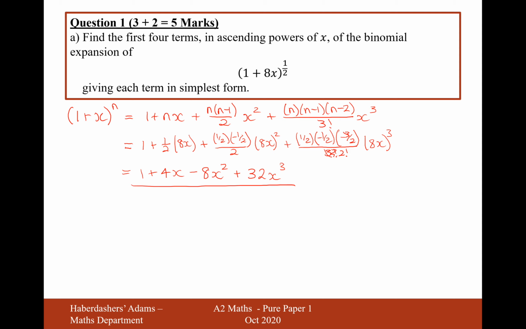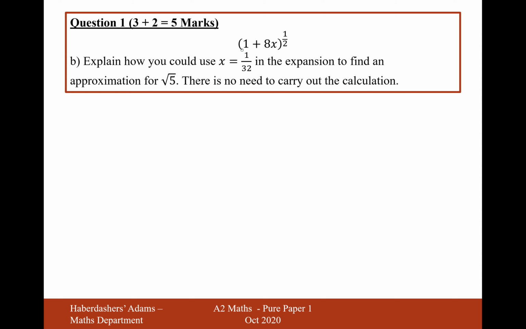Moving now on to part B. Part B is (1 + 8x) to the power of a half, that's our binomial expansion. Part B says explain how you could use x equals 1 over 32 in the expansion to find an approximation for root 5. There is no need to carry out this calculation.